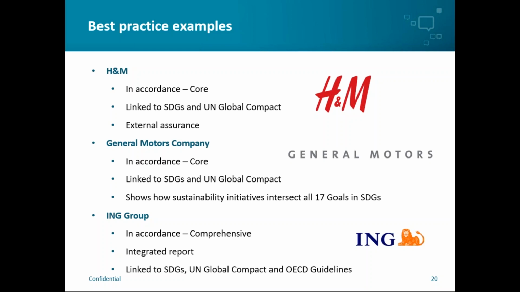But a slight difference in this one is that General Motors have shown how their sustainability initiatives go across all 17 goals of the SDGs. So they try to look at every one of the areas of the SDGs, whereas H&M has done a more focused look at a few particular SDGs which are more material to them. So that just shows a different approach that companies can take, whether to focus efforts on a few material areas or to try and look at the breadth of the issues in the SDGs and try and report on all of them.